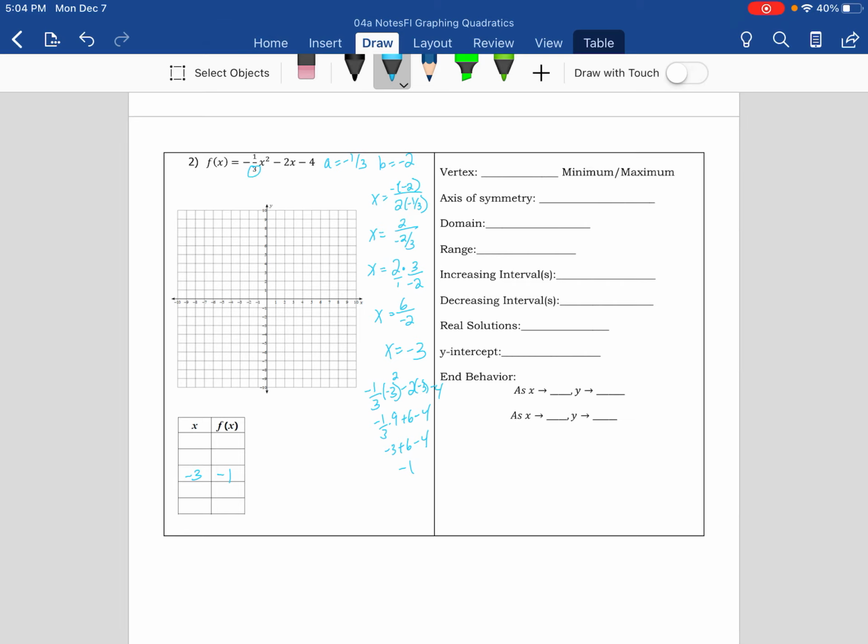Okay, so we want to pick points that are divisible by 3. So if I'm picking points to the left, so we have negative 3, negative 1 here.